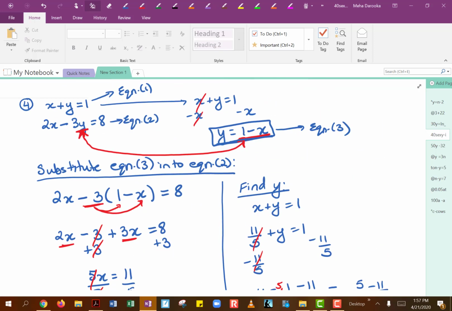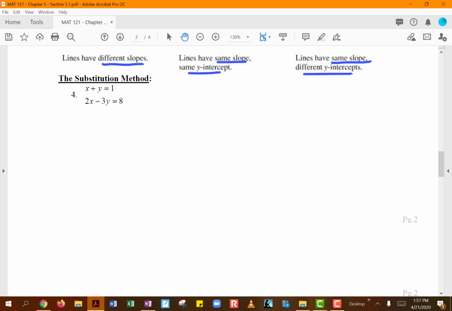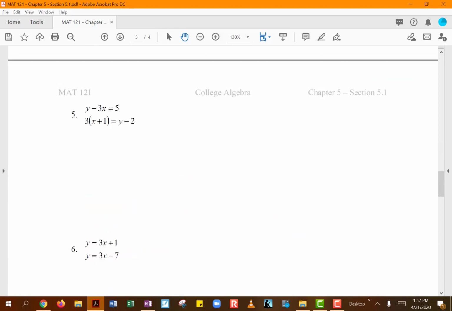Now let's look at our next example over here. So we are given y minus 3x equals 5, and then 3 times the parentheses x plus 1 equals y minus 2. So in this case, you can simplify that second equation if you like, or if you want to leave it like that and just go forward and solve it, you can do it that way also, because eventually you are going to have to simplify it, so it really doesn't matter. So let's take a look at this example over here.